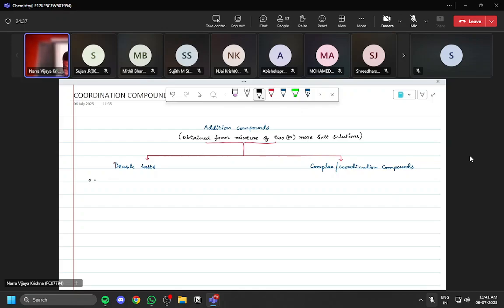So these double salts should furnish ions similar to individual salt solutions.